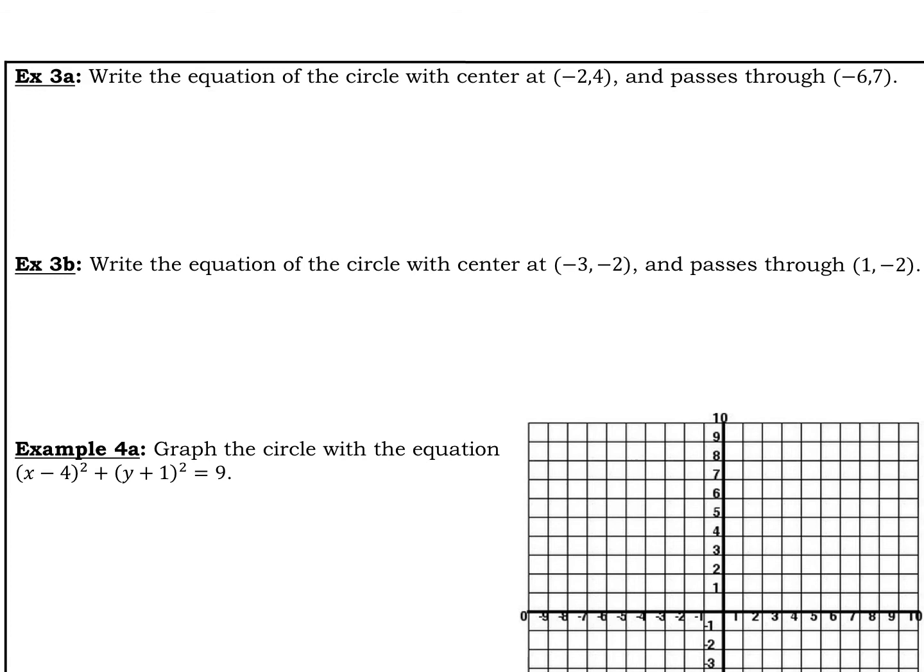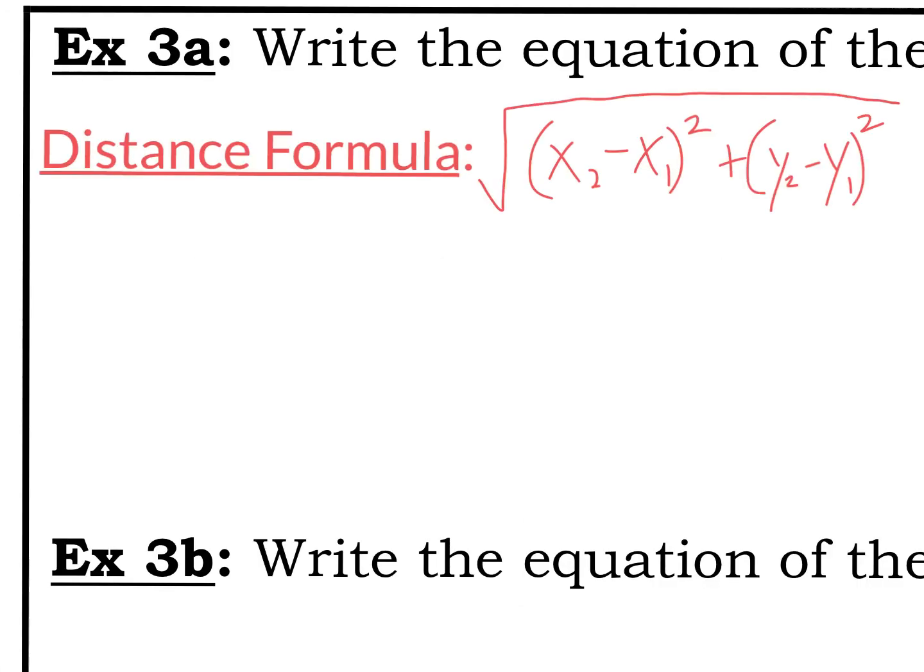So my next two examples are going to be a little bit different. I'm going to give you the center point, and then I'm going to tell you a point that the circle passes through. And so what we're going to need to do is calculate our distance between this point and our center point to find our radius, okay? And so we'll use our distance formula. If you don't remember your distance formula, I took the liberty of writing it here. You'll subtract your x's, then square it, and you'll subtract your y's, and then square it. Add those two together and square root it all.